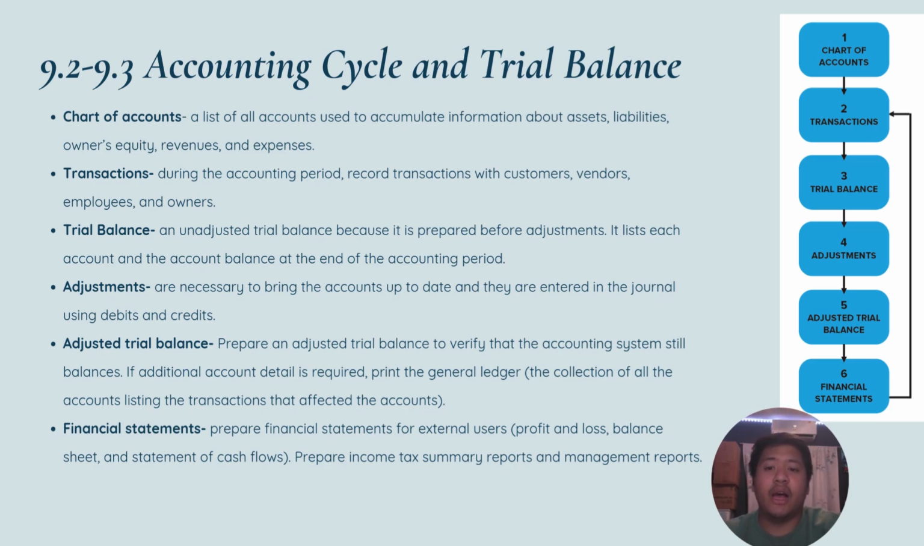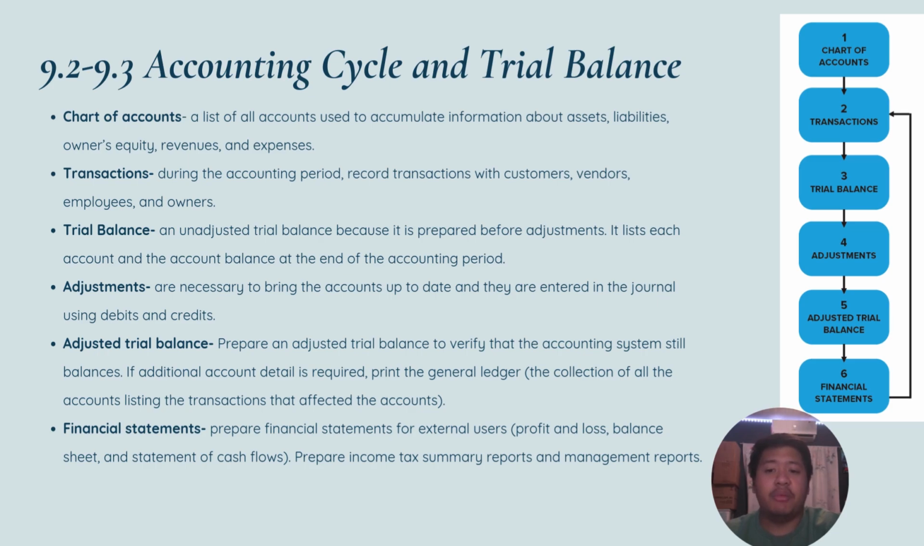This is referred to as an unadjusted trial balance because it is prepared before any adjustments are made. It lists each account along with its balance at the end of the accounting period, and the purpose of the trial balance is to verify that the accounting system is in balance, meaning that the debits equal the credits.